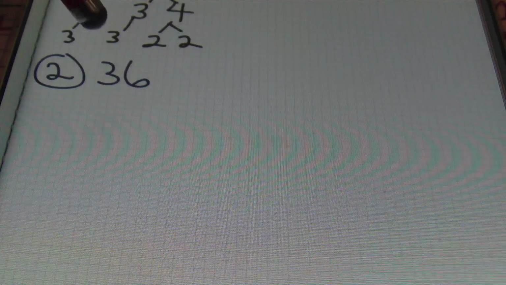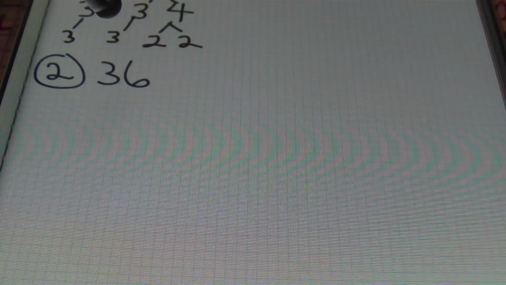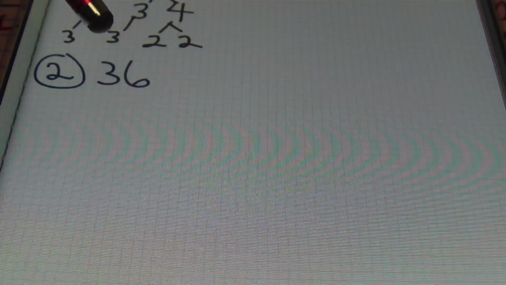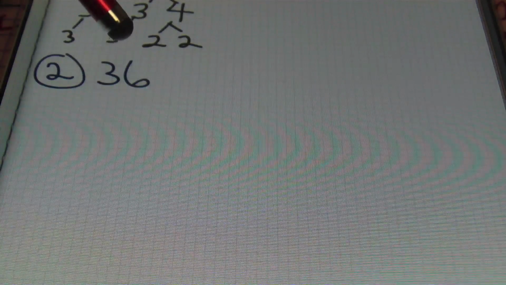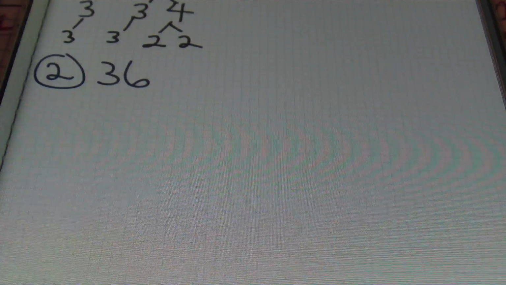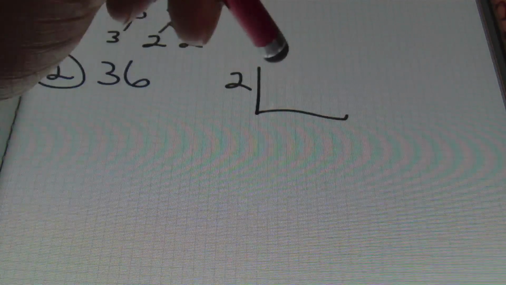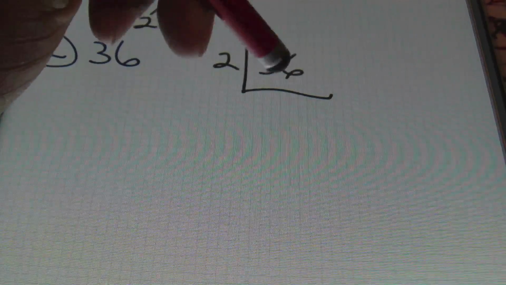When you're using this second strategy, you have to divide by a known prime number. So what do I know about 36? Well, I know it can be divided by 2 because it's an even number. I know it can be divided by 3 because 3 plus 6 is 9, and 9 can be divided by 3. So 3 goes into that number evenly. This time, let's crack things open by starting with 2. 2 goes into 36, and that leaves me with 18.